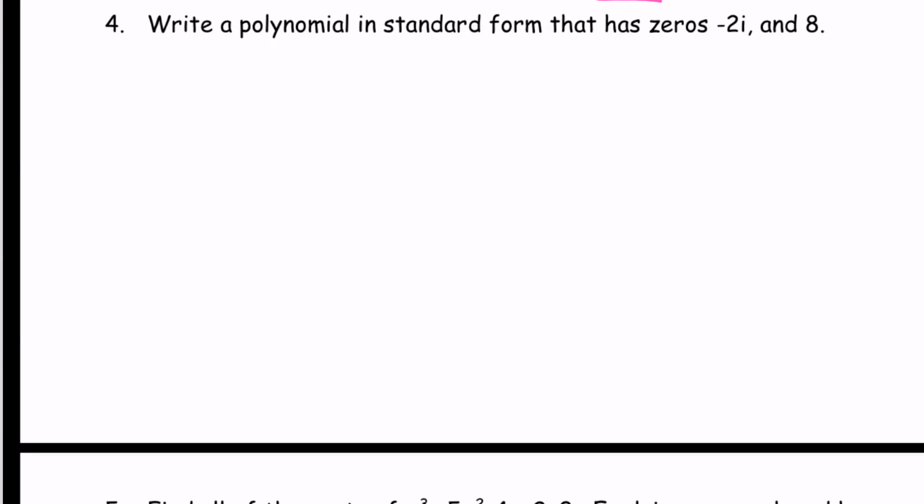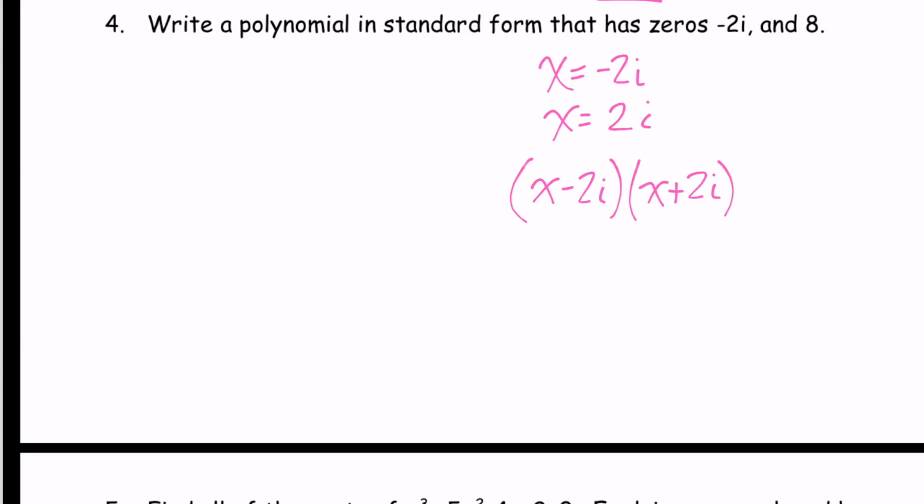Okay, problem number 4. Write a polynomial in standard form that has zeros at negative 2i and 8. Well, what is that negative 2i telling me? It's telling me that I have a solution at x equals negative 2i. But if that is the case, then I must also have a solution at its conjugate, a positive 2i. And so that tells me I get two factors, x minus 2i and x plus 2i.